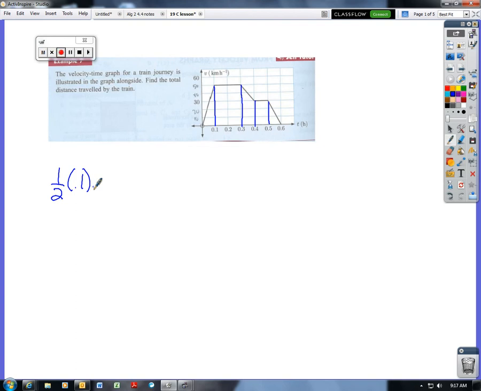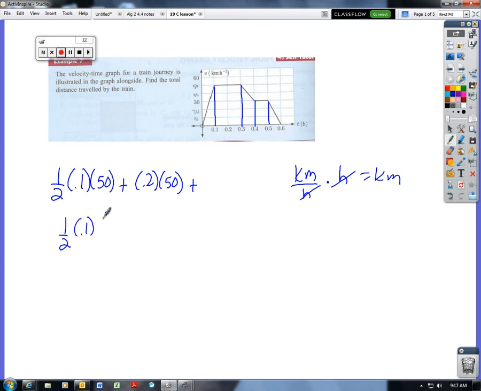The unit analysis is really helpful. When you're finding area, it's going to be the units on the y-axis times the units on the x-axis. And that's a good way to check to see if you have your integral set up too, if it's a problem you're not sure about. Anyway, 1/2 base times height plus base times height plus the trapezoid, 1/2 the height, which is 0.1, times the sum of the bases, 50 plus 30, plus rectangle, base times height, plus triangle, 1/2 base times height. If you crunch all the numbers just to save time, I got 21 kilometers when I did it.